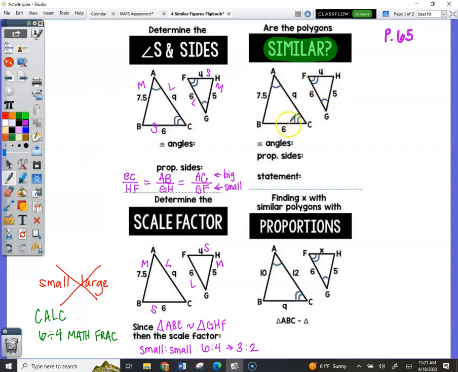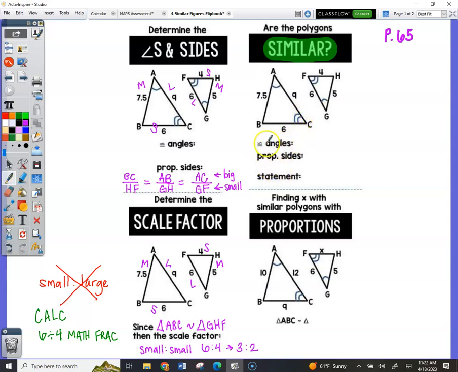Okay, what if I threw two triangles at you and I said, hey, can you tell me if they're similar or not? Like these two problems here was when I already told you they were similar. This is, can you tell me if they are? So if I throw that at you and say, decide if they're similar or not, you have two things to check.